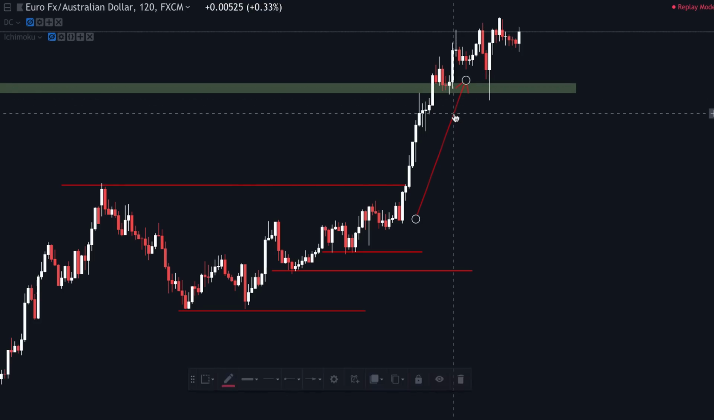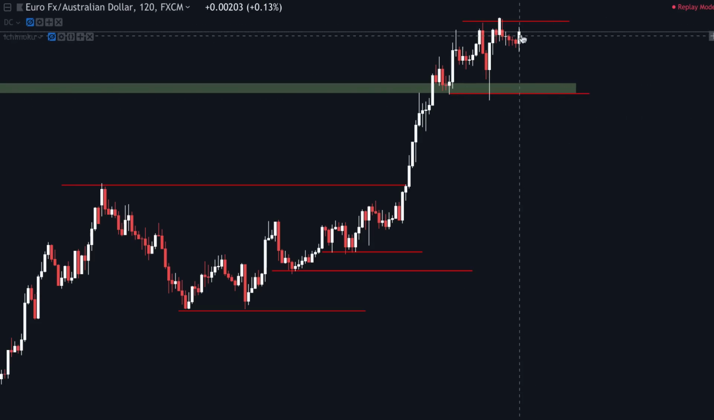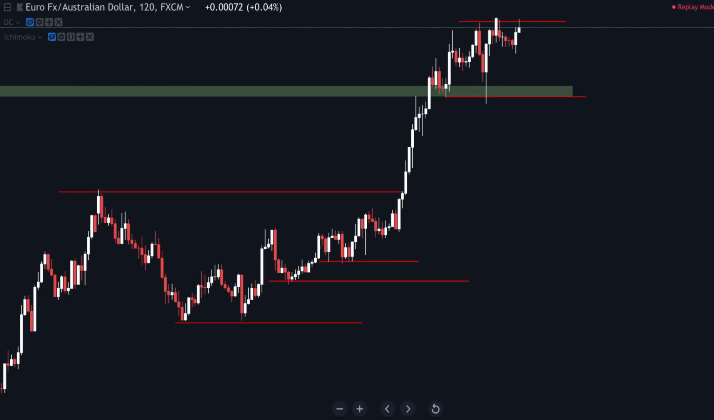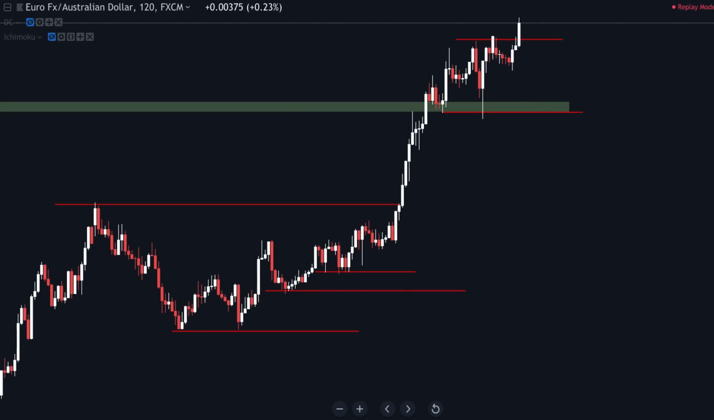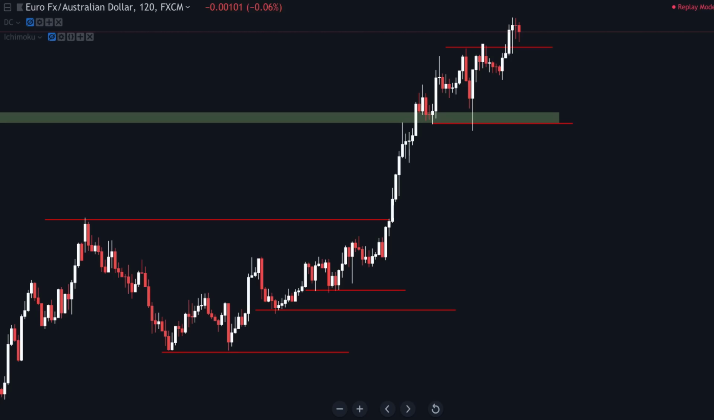Let's take this off, redraw our levels. Always keep your charts updated. So here we have now a new high. Here we have our last low. So as long as we don't fall back below this low, we are still technically in an uptrend. And you can see we break above that. It seems that we are starting a new uptrending phase.